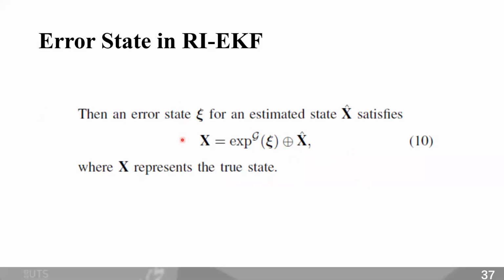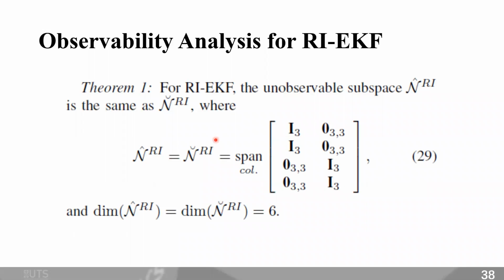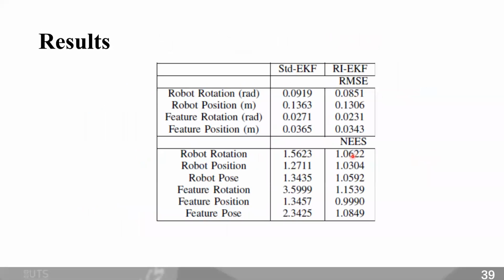And here is the uncertainty of a state. We can analyze observability for standard EKF and RI-EKF, and we find that standard EKF also cannot maintain observability constraints, but right invariant EKF can naturally maintain these observability constraints, and it has better properties in accuracy and consistency.